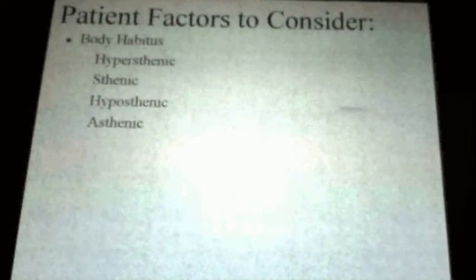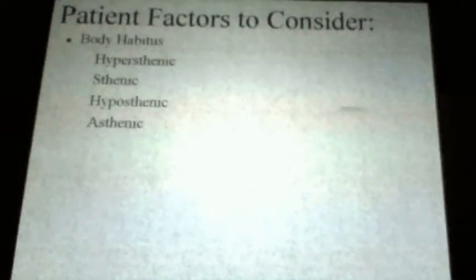Hyper is an increase in size. So a hypersthenic patient would be a very large patient. Okay, hypersthenic. And then what's hypo? What does that refer to? Low. Yeah, that's like below or less. So that would be somebody who you would consider to be thin, as opposed to being average in size.